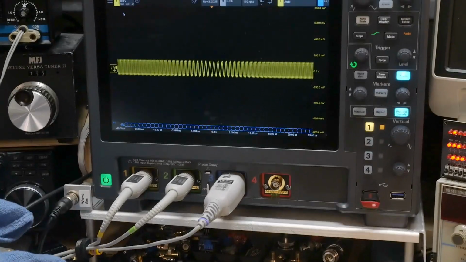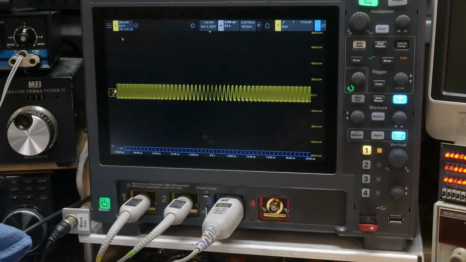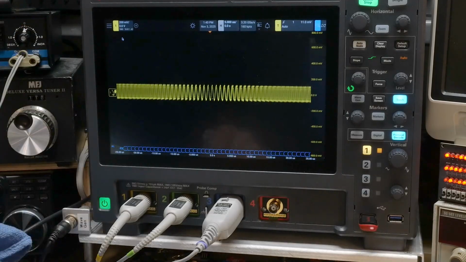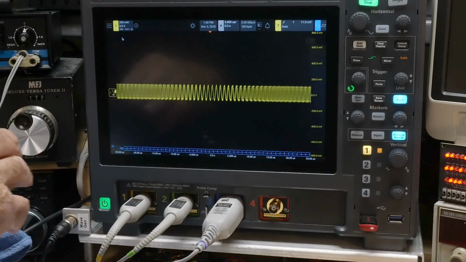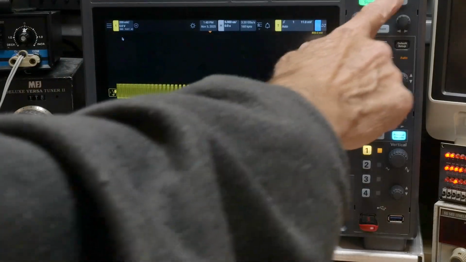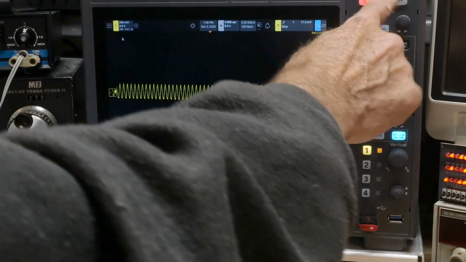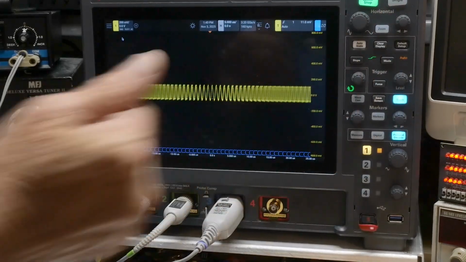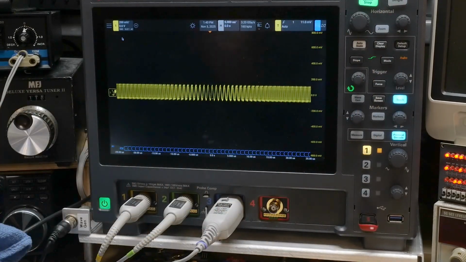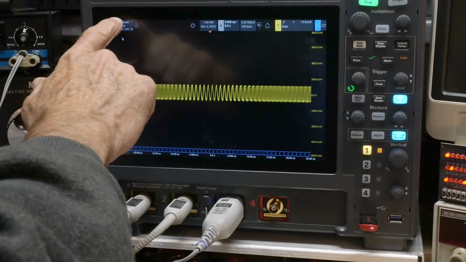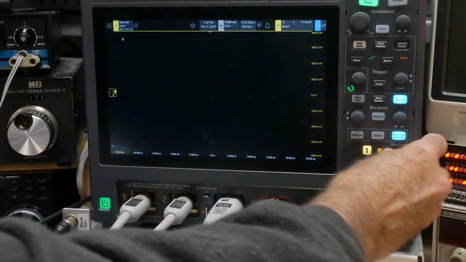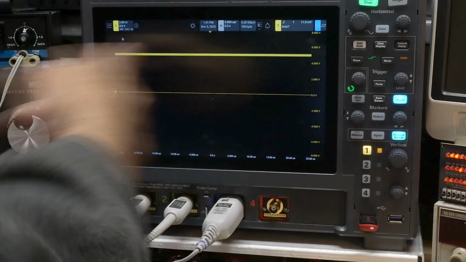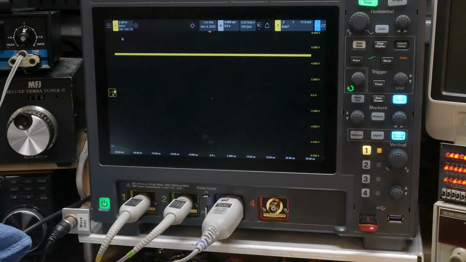And the output is about plus or minus 50 millivolts of ripple. And you can see it being dithered. The frequency is dithered to spread the spectrum. And if I go back to DC, it's a nice 5 volts there with a tiny bit of ripple in it.